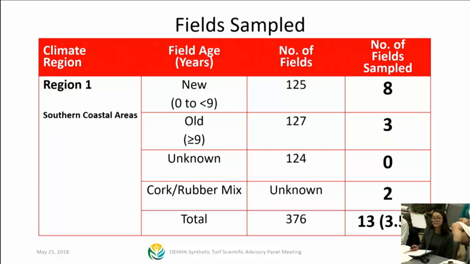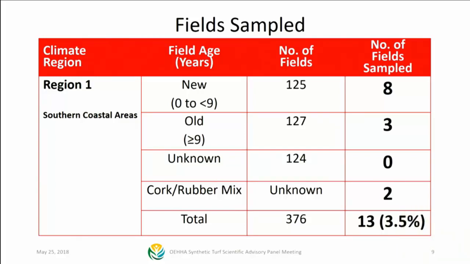Region 1 shown here covers the southern coastal areas. We sampled a total of 8 new fields and 3 old fields in this region. New fields were categorized as 0 to 9 years old, less than 9 years old, and old fields were categorized as age 9 or above. We did not sample any fields from the unknown age category. We sampled 2 fields that contain a cork and crumb rubber mix infill. So the total number of fields sampled in region 1 was 13, or 3.5% of all fields in region 1.